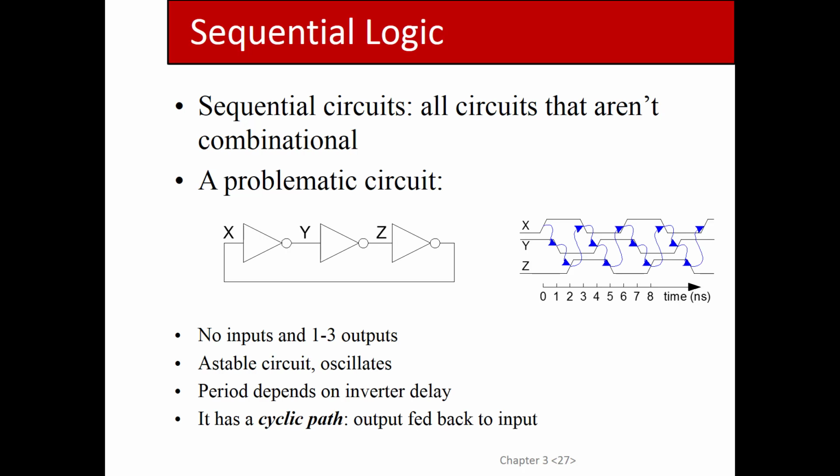So if x was 1, it becomes 0. It'll flip y, which will flip z, which will then flip x, which will flip y, which will flip z, and it'll just keep going. The more of these inverters you have in series, the longer the period of the oscillator will be. But the frequency will depend on how fast the inverters are themselves.